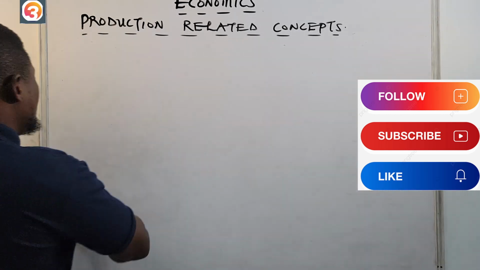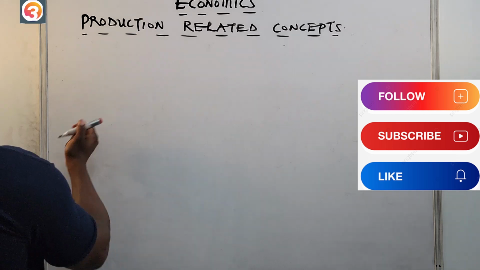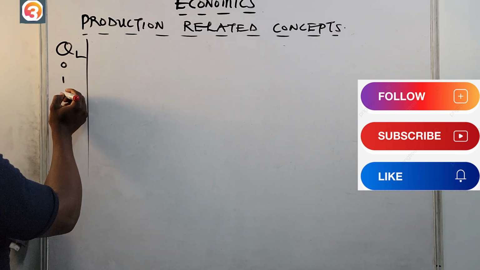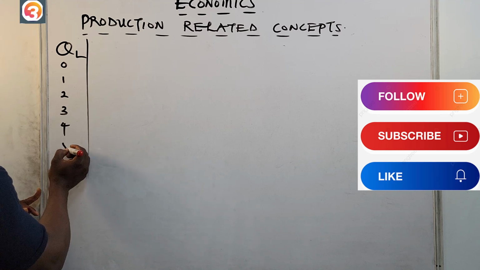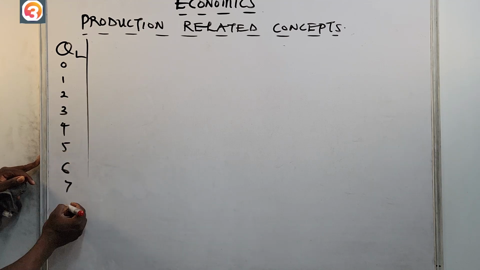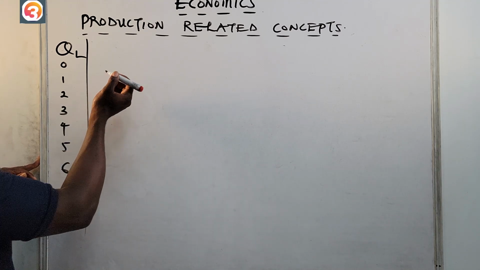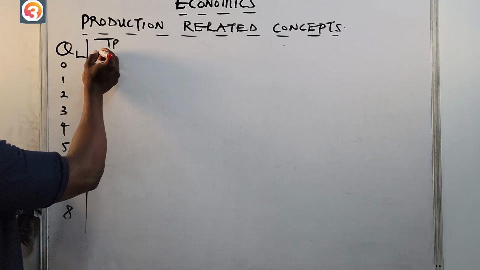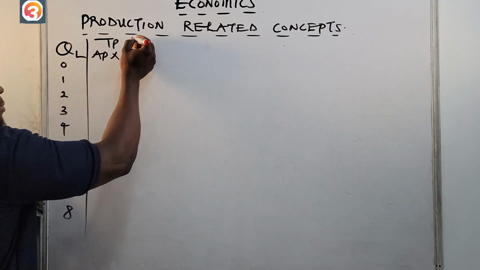So let us say we have a table. We have, for example, number of laborers here, QL. Let's say we have 0, 1, 2, 3, 4, 5, 6, 7, 8. Then we now have our total product, TP. What's our TP? We say TP is AP times L. Remember?